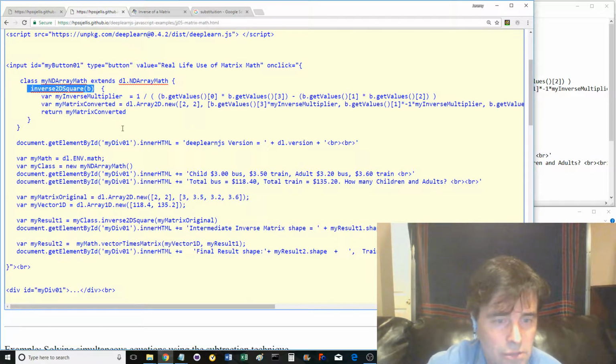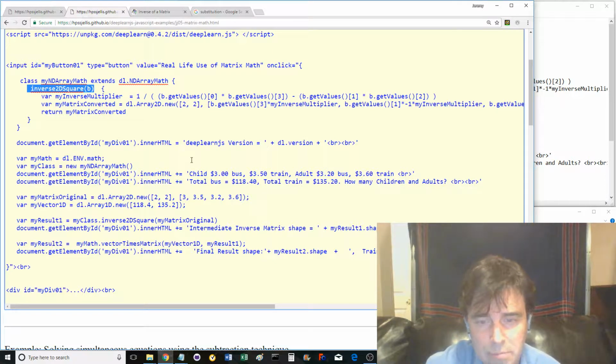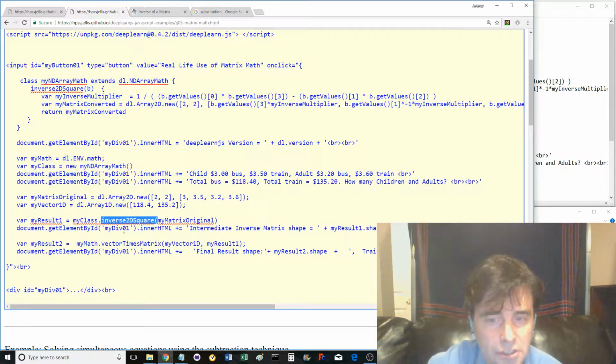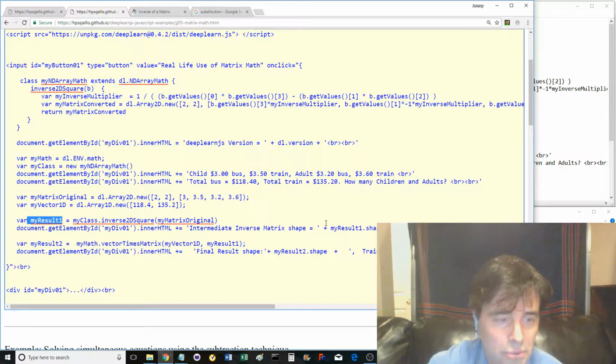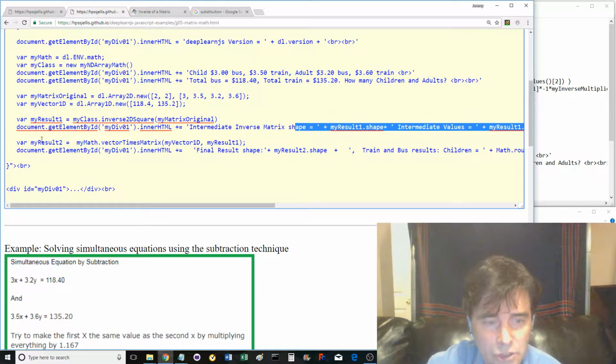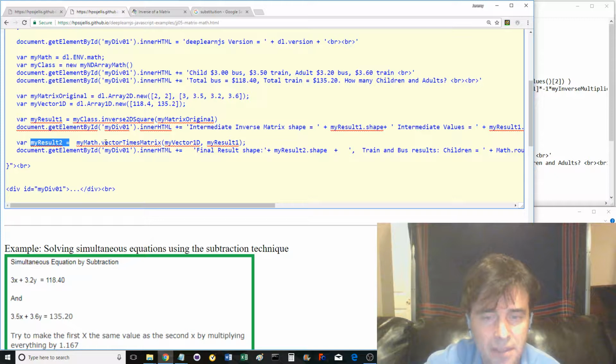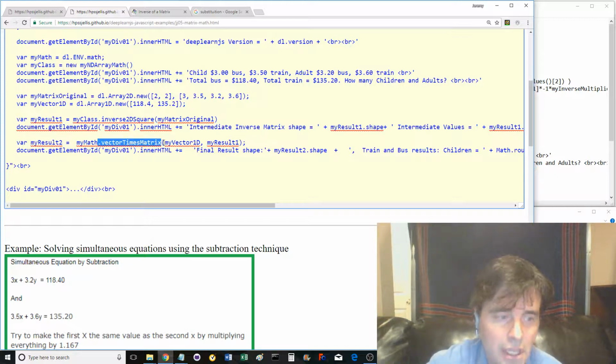The code prints out to the web page the original problem and then sets up two main matrices, 2x2 costs called my matrix original and the total price matrix called my vector 1D. The first sub calculation is taking the inverse of the cost and putting the results into my result, then printing the information to the screen. Finally, calculating the answer, my result 2, by using the Deeplearnjs method vector times matrix and printing it with its array shape. Most of this code has been shown in previous videos.